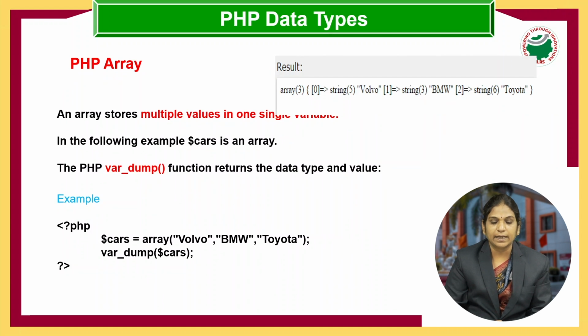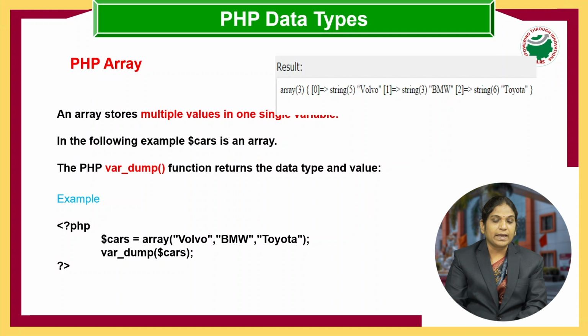And next, the array data type. An array stores multiple values inside one single variable. As we know, a common variable can hold only one value. We cannot place more than one value inside a single variable. So if there is a requirement to assign more than one value to the same single variable, then it is better to go for arrays. So PHP supports the array data type.